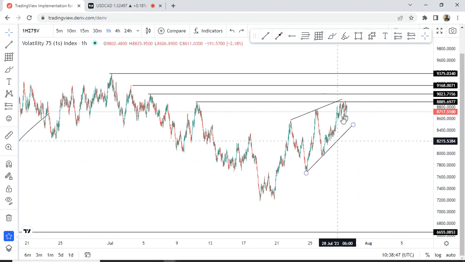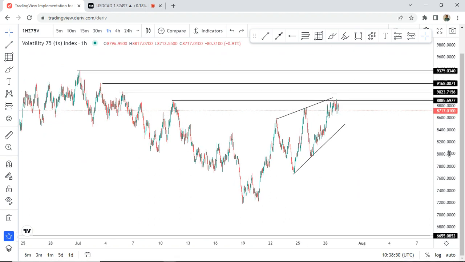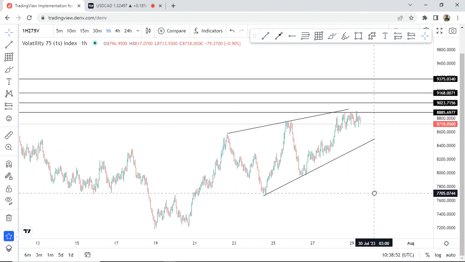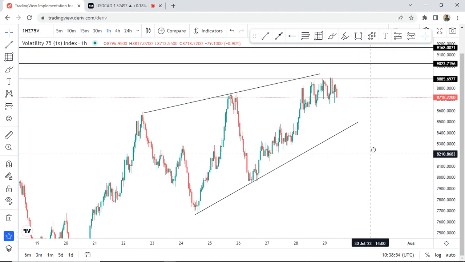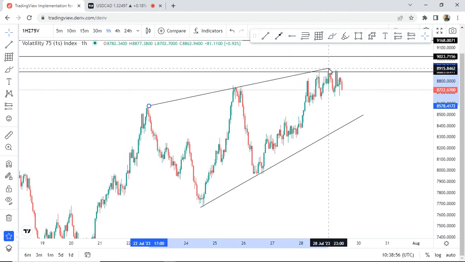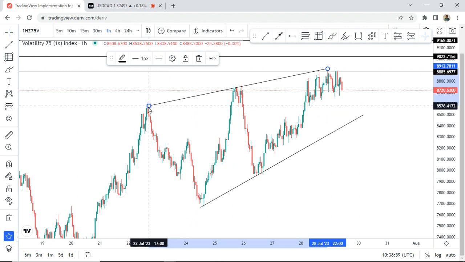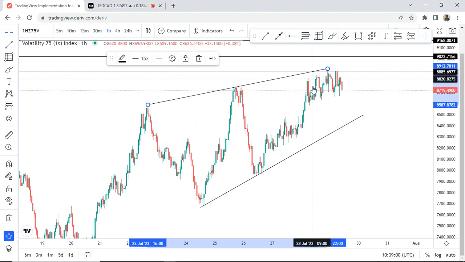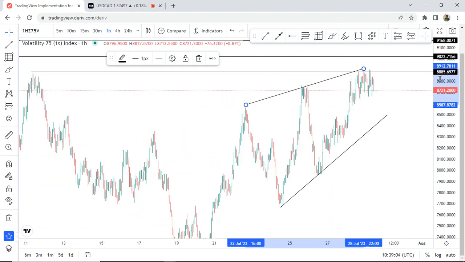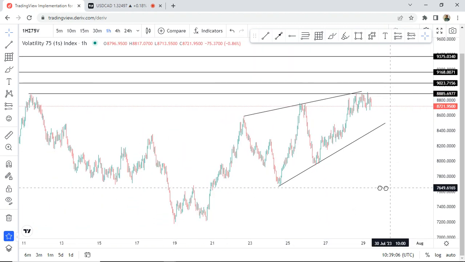With this pattern that we're having right here, guys, we're currently on a third touch of it, and remember, a third touch has a high probability of playing out. The market is consolidating right now around this area, so we're not sure yet what is gonna happen. But with this one, I'm gonna open a sell position here, guys.